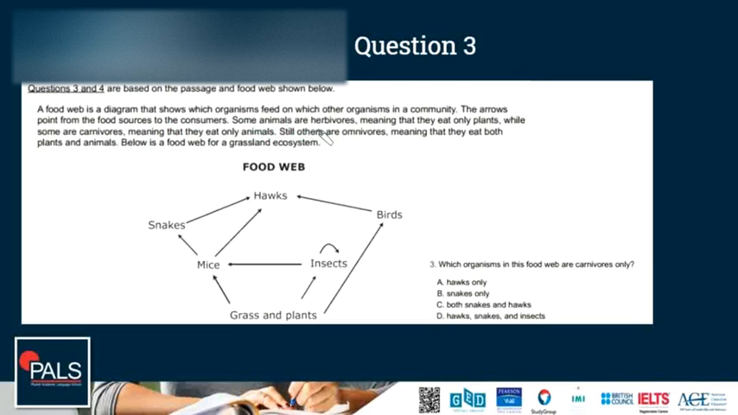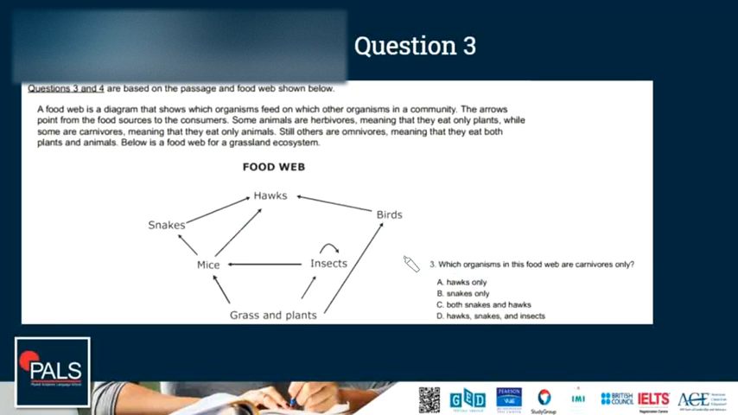Some animals are herbivores, meaning that they eat only plants, while some others are carnivores, meaning that they eat only other animals. Still others are omnivores, meaning that they eat both plants and animals. Below is a food web for a grassland ecosystem. So we see grass and plants at the bottom of the food web, and the arrows pointing to a couple of organisms, mice, insects and birds, which then point to others again. At the top of the food web we have hawks.